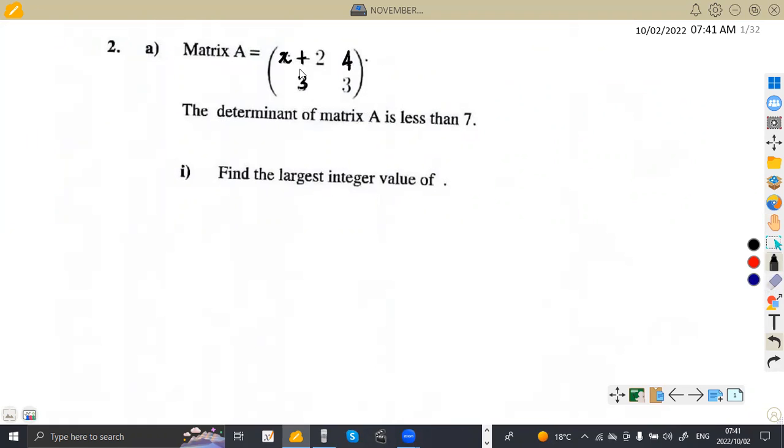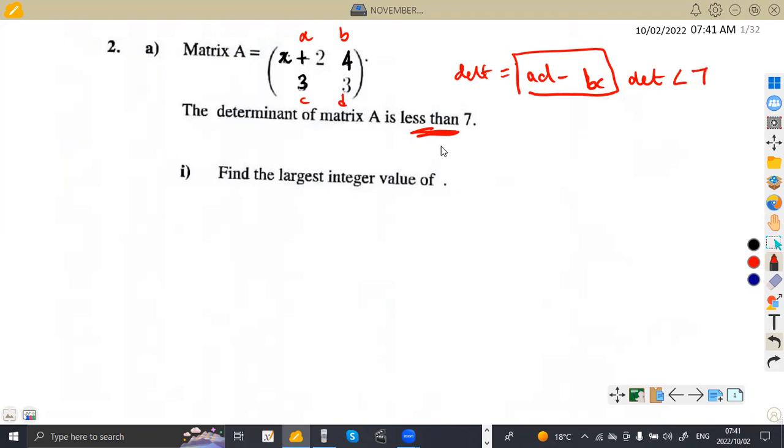So this was x plus 2, 4, 3, then 3. The determinant of A is less than 7. Find the largest integer value. So we are given that the determinant is less than 7. This is an inequality. How do you find the determinant? Remember, if this is A, B, C, D, its determinant is AD minus BC. That is the product of the major diagonal minus the product of the minor diagonal. But we are given that this determinant is less than 7, so it's an inequality.